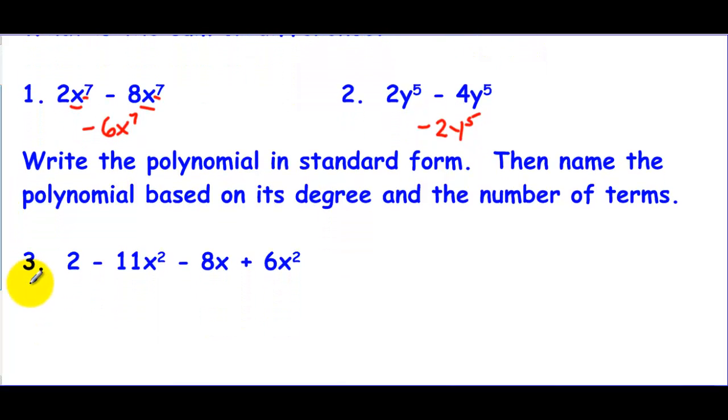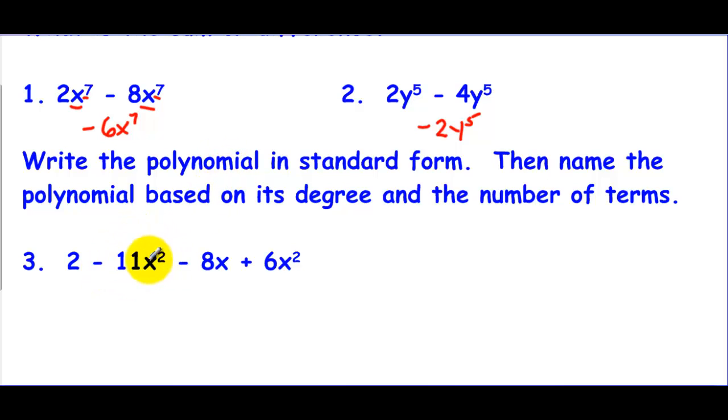Okay, so problem number 3, it's asking you to write the polynomial in standard form and name the polynomial based on its degree and its number of terms. Remember we said standard form meant that you can't have any like terms that are not combined, and then we are going to put the exponents in order from the highest exponent down to the lowest exponent, and then the constant term will be last.